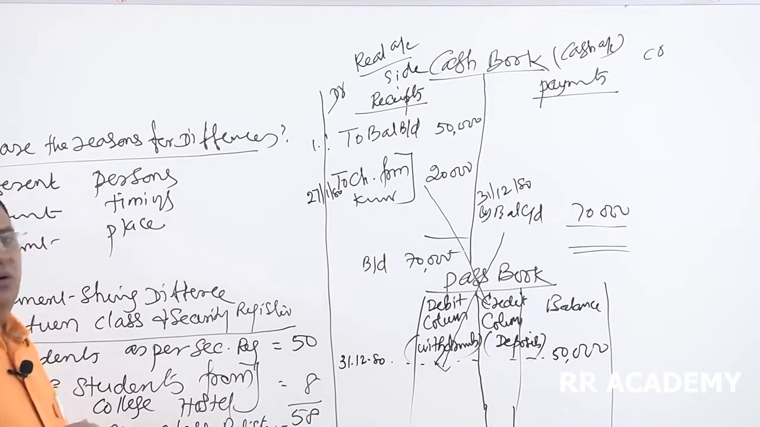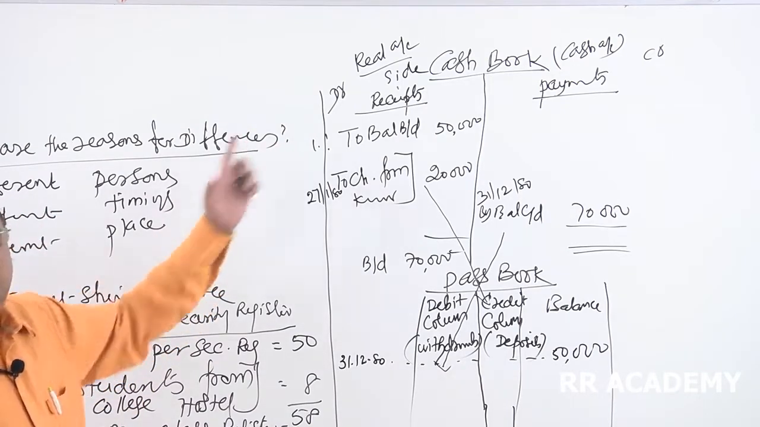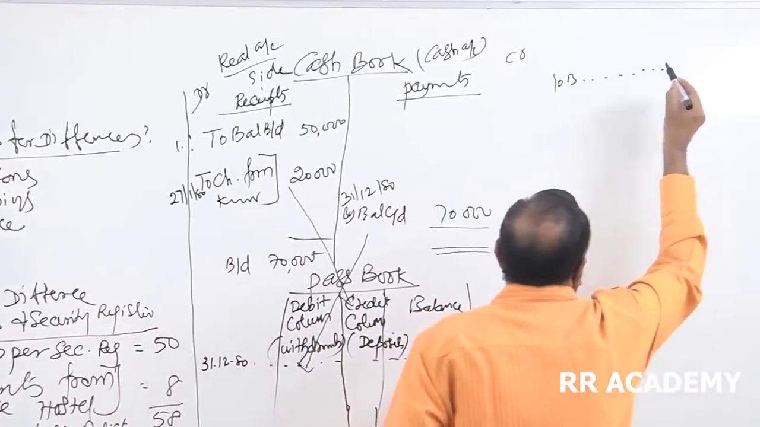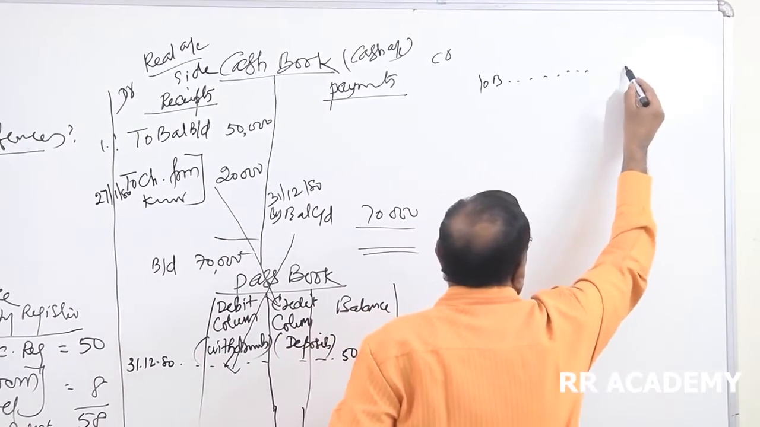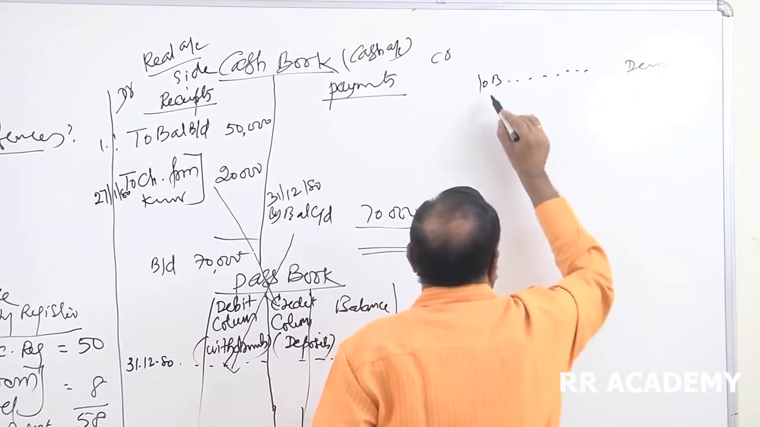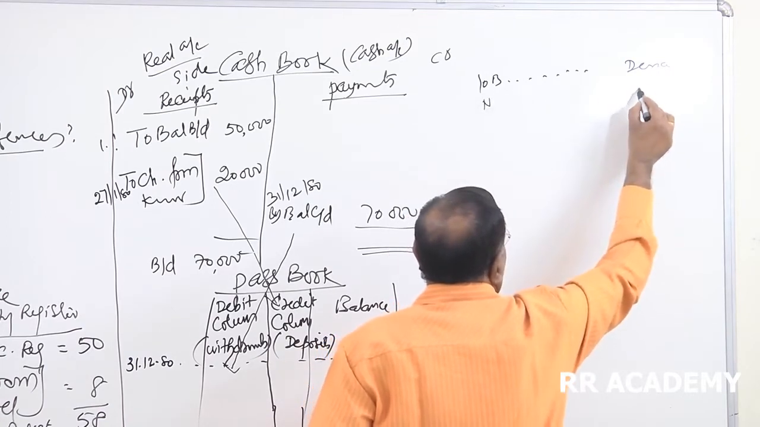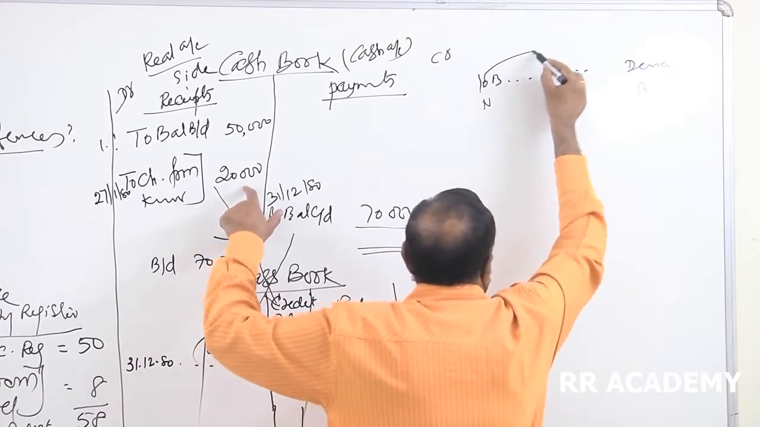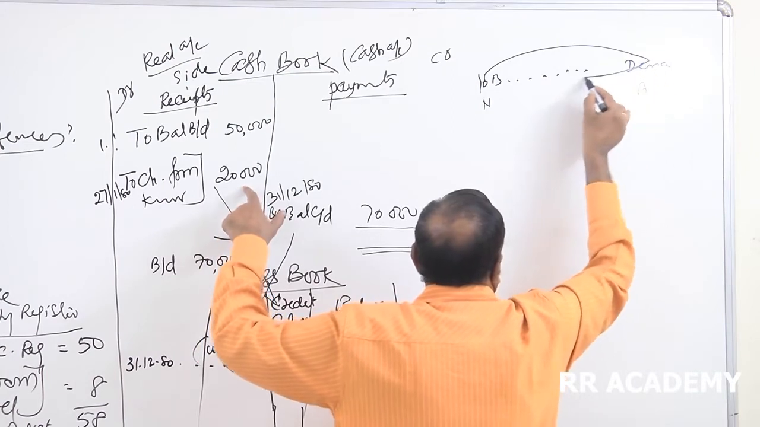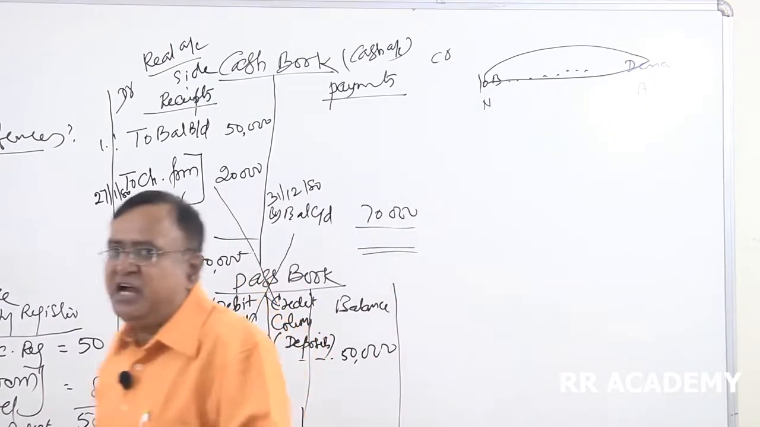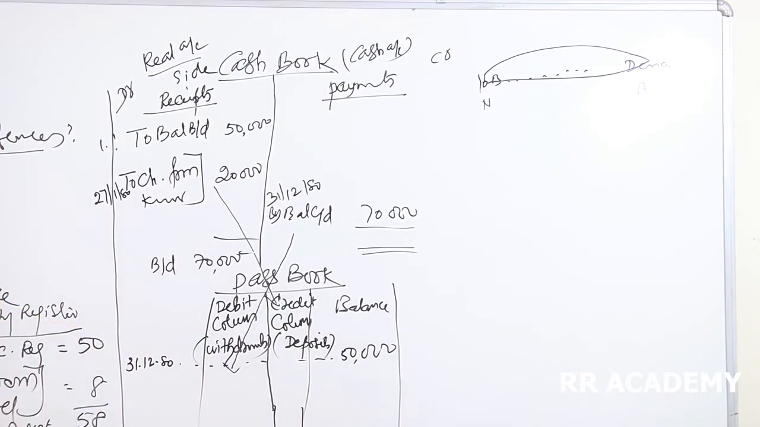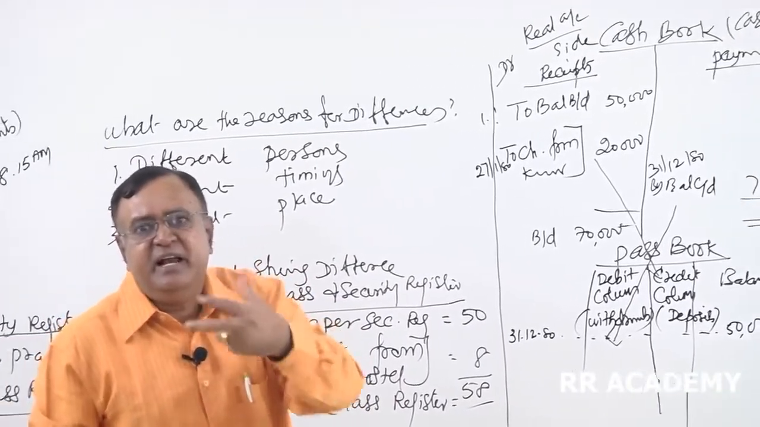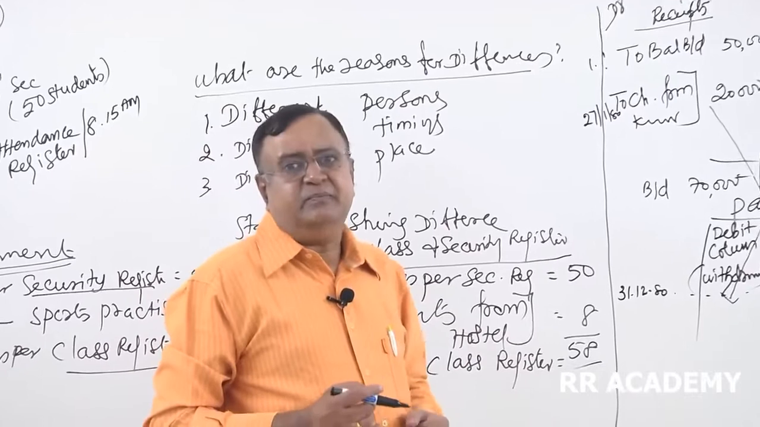Why, sir? See, friends, my bank is IOB. My customer Kumar's bank is Dhana Bank. I am at Nungambakkam, his bank is at Adyar. I deposit this check in my bank at Nungambakkam, IOB. It will go to Adyar, Dhana Bank, and then it will come to my bank. It will take minimum 3 to 4 days. It is called the collection and clearing process. It will take 4 days.